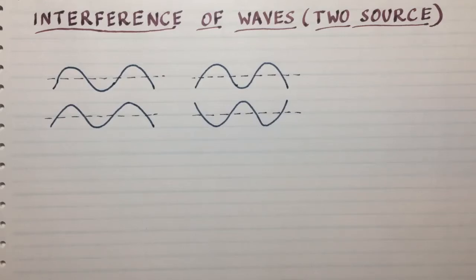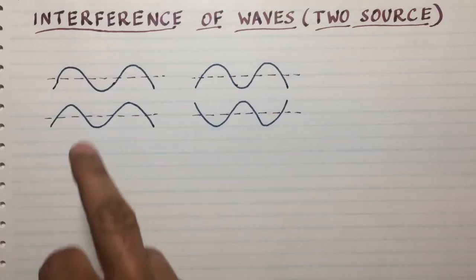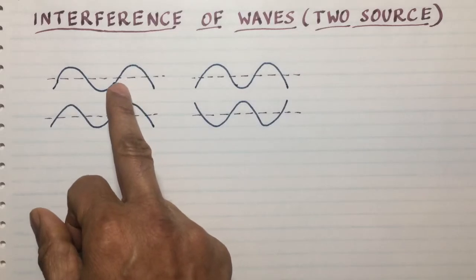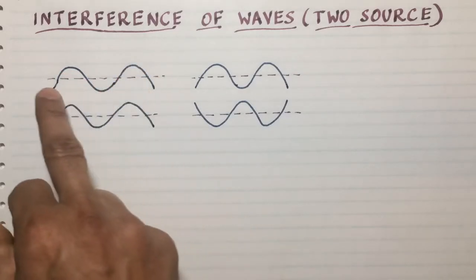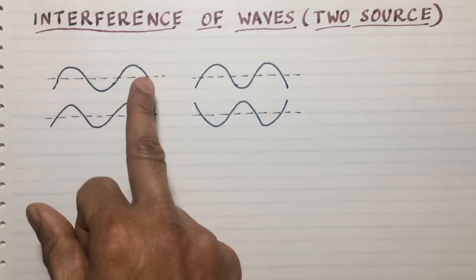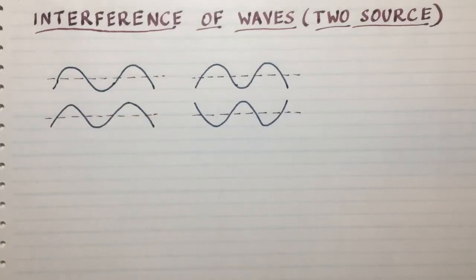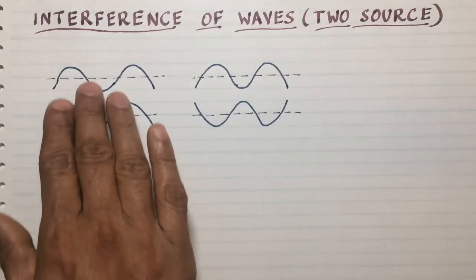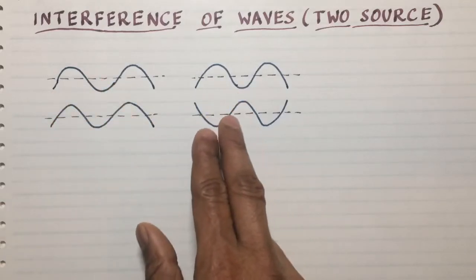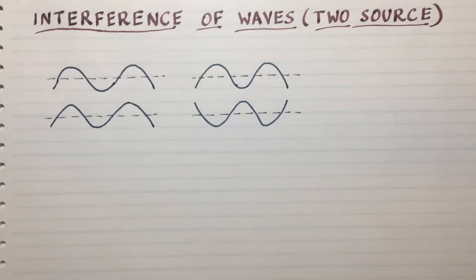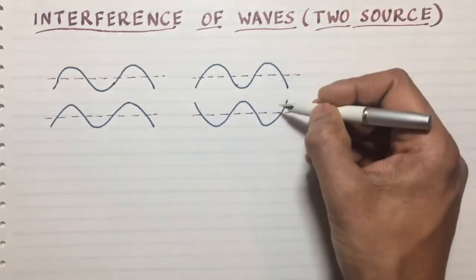So I'm going to be talking today about two-source interference of waves. Assume that you have two traveling waves. In this case, they're represented by oscillations about a mean position, and these waves could either be traveling to the right or to the left, and we're going to assume that both of them are traveling either to the right or to the left. So these waves, they could be in sync like this one, or they could be out of sync. By out of sync, I mean they could be off by half a wavelength.